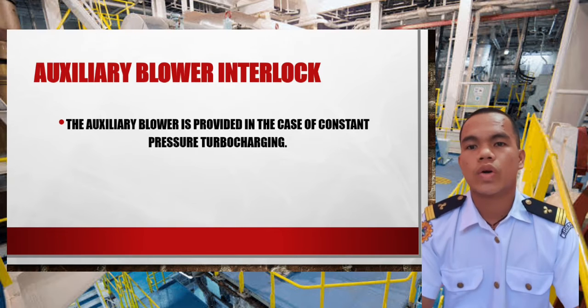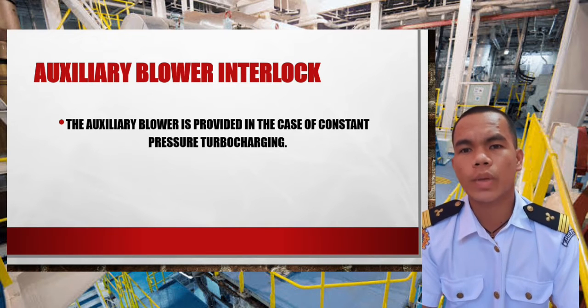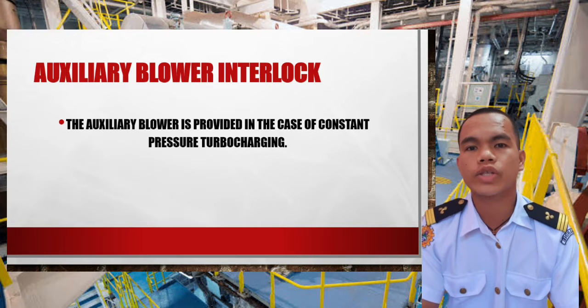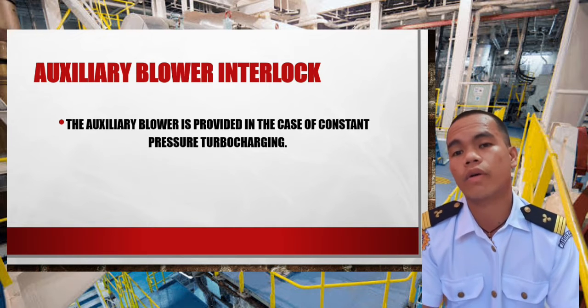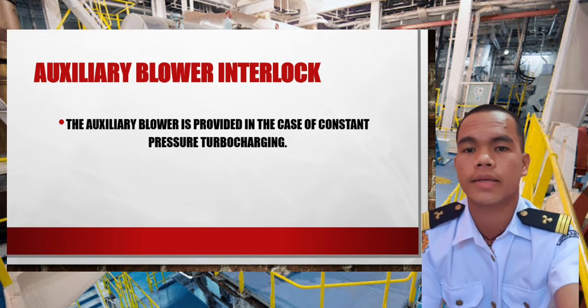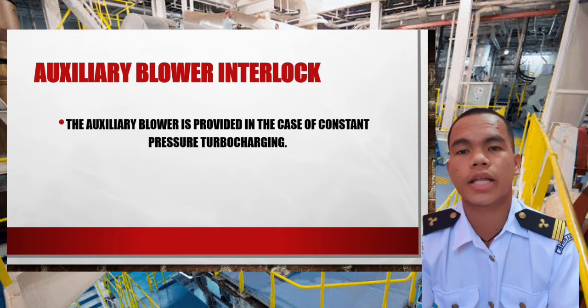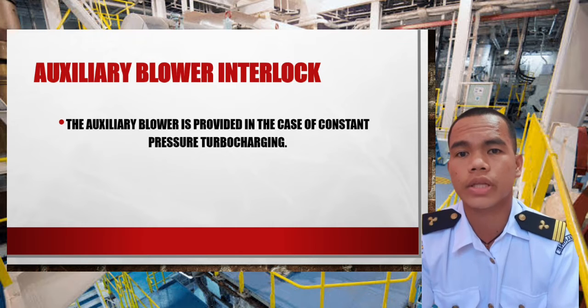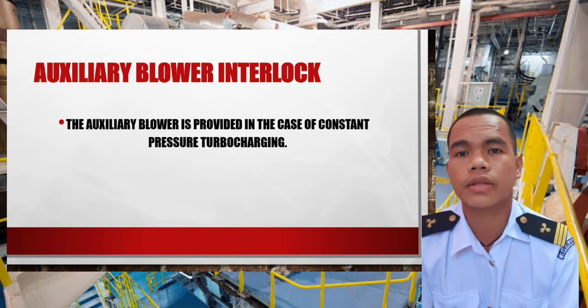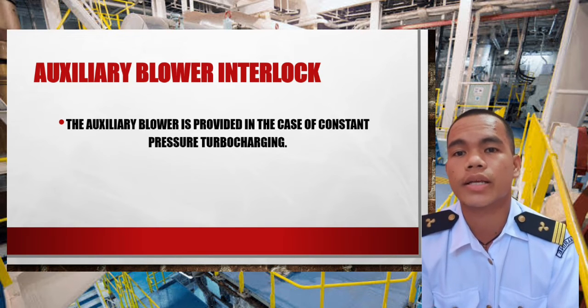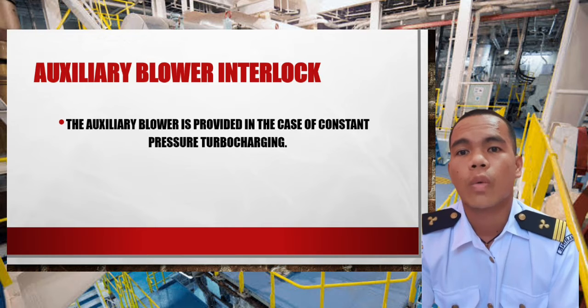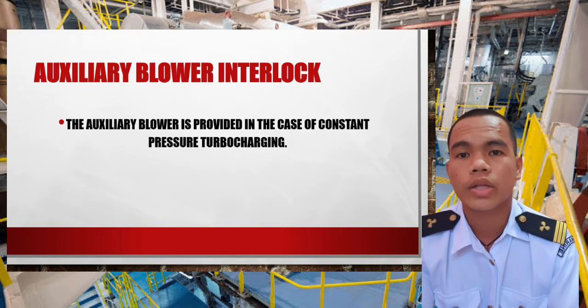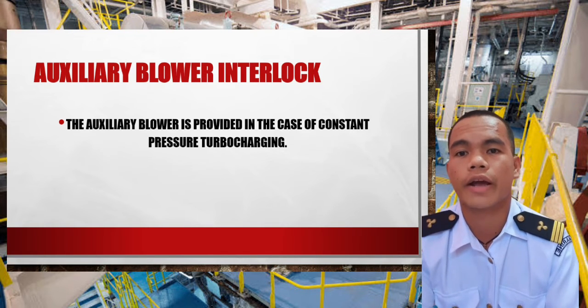So next is the auxiliary blower interlock. What is an auxiliary blower interlock? The auxiliary blower is provided in the case of constant pressure turbocharging. When we are using a constant pressure type turbocharger, it is inefficient at speeds below 25% of rated power. So 25% or below, it is very inefficient. So unsa may atong dapat buhaton to make an efficient scavenging? We have to install an auxiliary blower to provide a positive supply of fresh air charge.